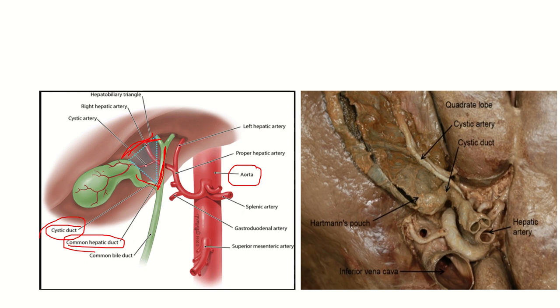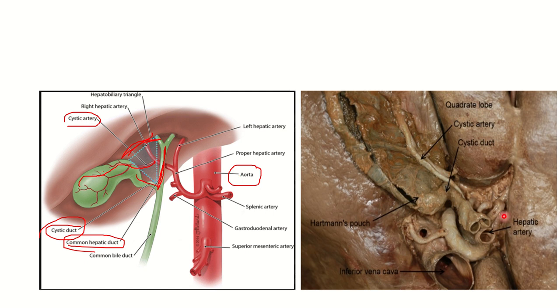And here we can see this content, most important content is the cystic artery, and this cystic artery supplies the gallbladder, and this cystic artery should be ligated, otherwise there will be severe hemorrhage, because this cystic artery, here we can see, is very close to the abdominal aorta, which is a large vessel.